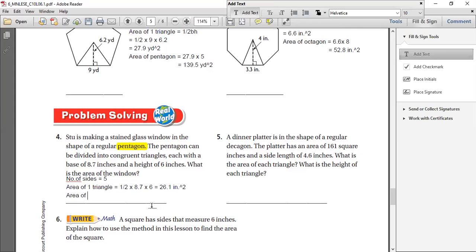Now, of course, you have to multiply this by 5 to find the area of the pentagon. Because it's a problem solving question, the question is, what is the area of the window? So area of the window is equal to 26.1 multiplied by 5. So that's going to give you 5 ones are 5 and 5 6s are 30. So you will carry 3, and then 5 2s are 10 plus 3, that will give you 130.5 square inches. Okay, so this is the answer for question number 4. If you read the question, it's very easy. You just have to get the main words, the key words, that's all.